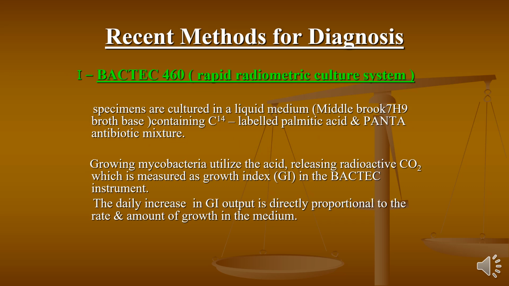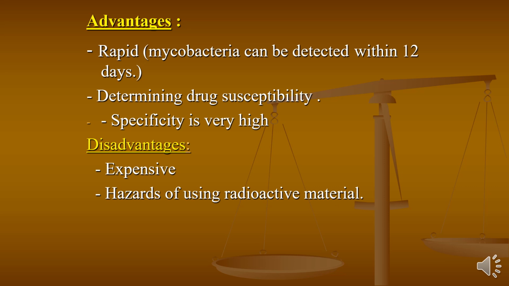Recent method of diagnosis: BACTEC 460. Here the specimen is cultured in liquid media like Middlebrook 7H9 broth containing carbon-14 labeled palmitic acid. The mycobacteria utilize the acid and release radioactive carbon dioxide, which is measured as a growth indicator. The daily increase of GI, that is the growth index output, is directly proportional to the rate of growth in the medium. The advantages are that it is rapid and determines the drug susceptibility. Specificity is very high. You can detect Mycobacterium tuberculosis in around 10 days using this method. The disadvantages are that it is expensive and it uses radioactive material.